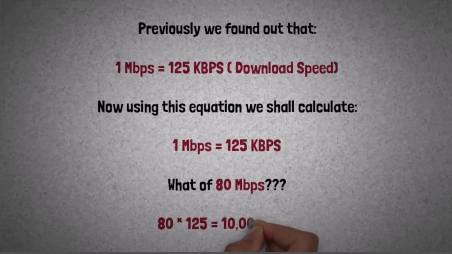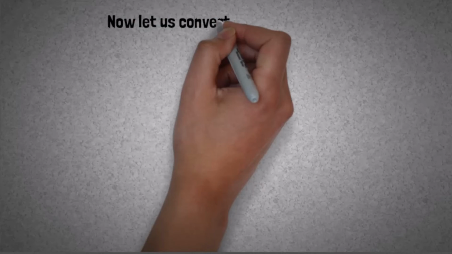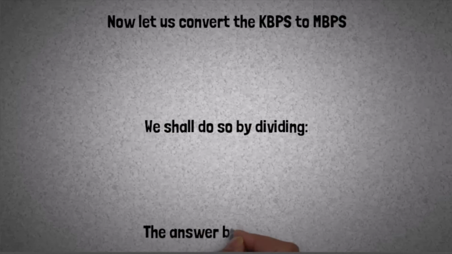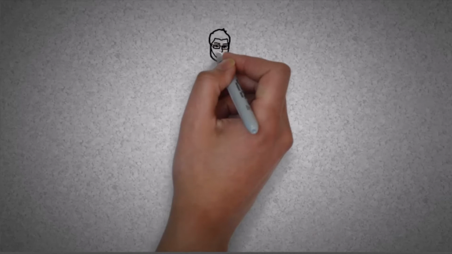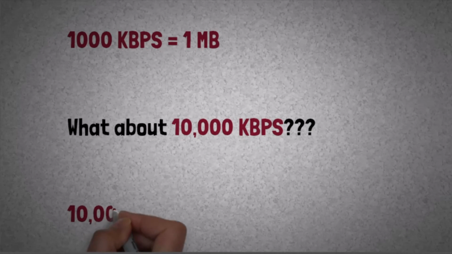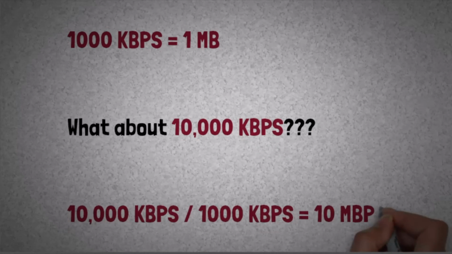Now, using the equation, we shall calculate. 1 megabit per second equals 125 kilobytes per second. What of 80 megabits per second? 80 times 125, you get 10,000 kilobytes per second. Now let us convert the kilobytes per second to megabytes per second. We shall do so by dividing the answer by 1000 kilobytes per second. 1000 kilobytes per second equals 1 megabyte. What about the 10,000 kilobytes per second? 10,000 kilobytes per second divided by 1000 kilobytes per second, you get 10 megabytes per second.